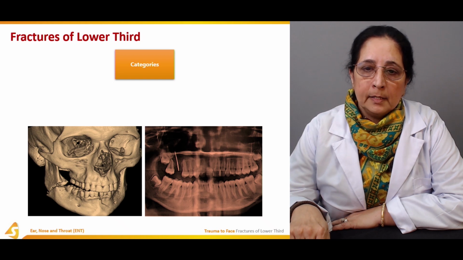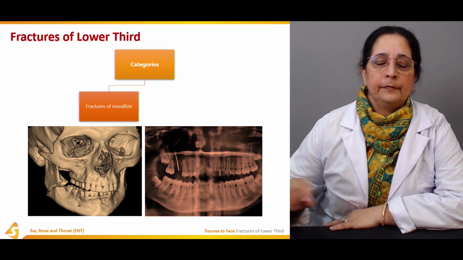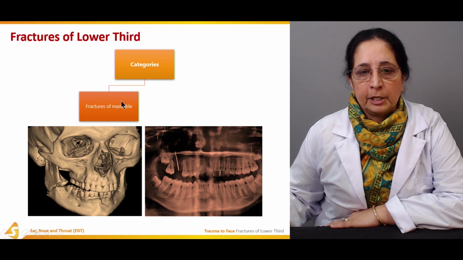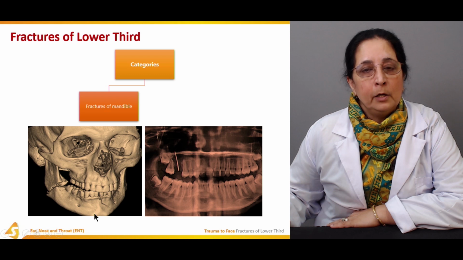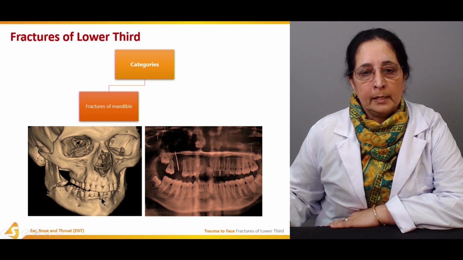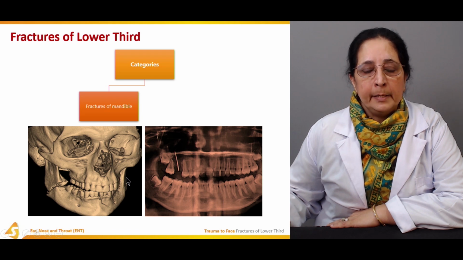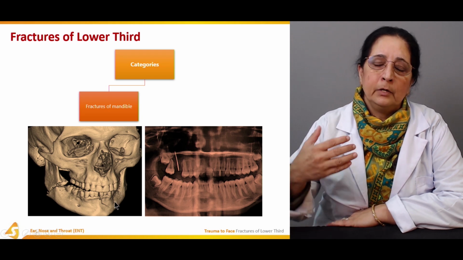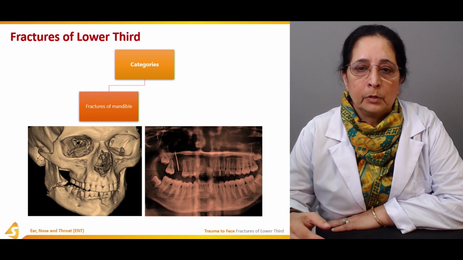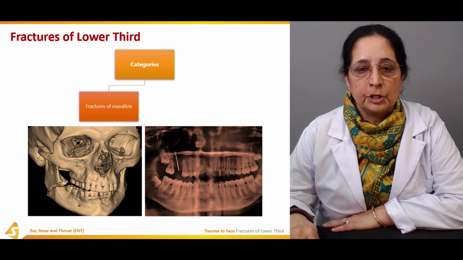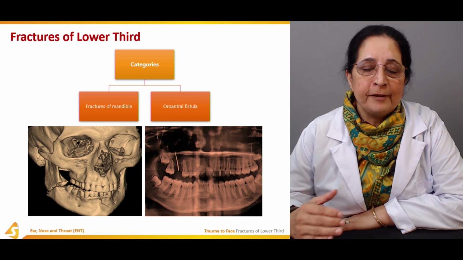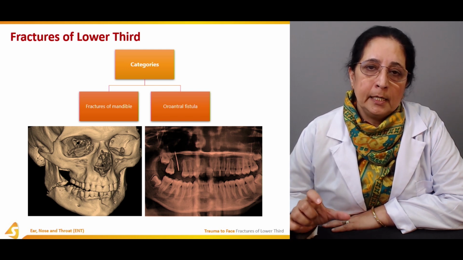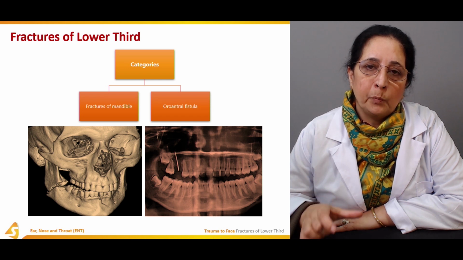The categories of the fractures of the lower third, we have the fractures of the mandible. This is the mandible, the lower jaw bone, and this has the lower teeth. So this is all the mandible, lower jaw. So the categories of the fractures of the lower third, we have the fractures of the mandible and also oroantral fistula. Fistula is the connection between the two parts.